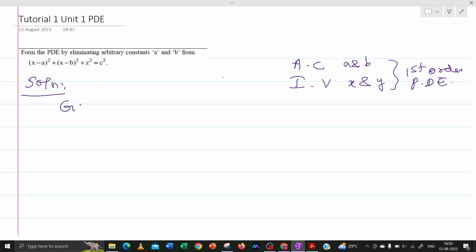So what is given here? Write the given problem: (x minus a) whole square plus (y minus b) whole square. Actually, that should be y minus b, a small correction here. (x minus a) whole square plus (y minus b) whole square plus z square equal to c square. So dividing by c square, (x minus a) whole square plus (y minus b) whole square plus z square equal to 1.